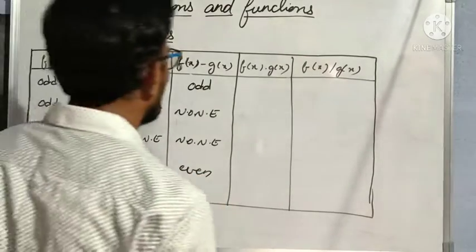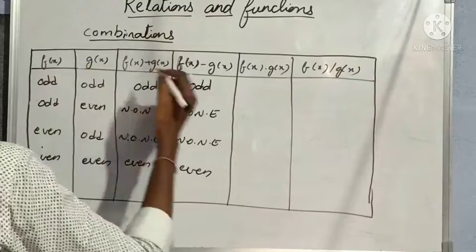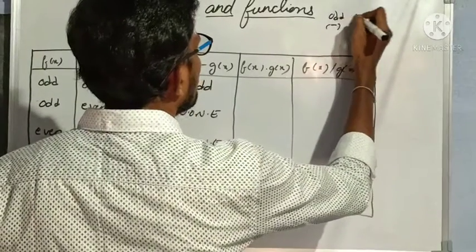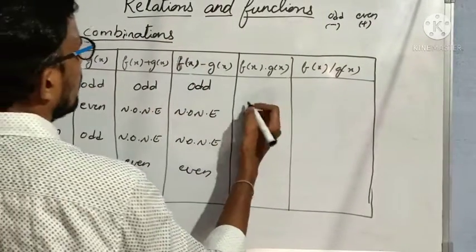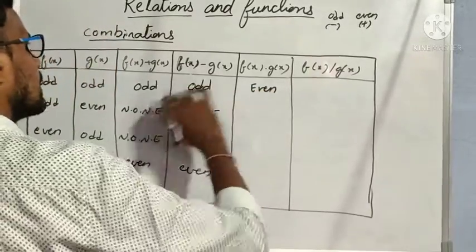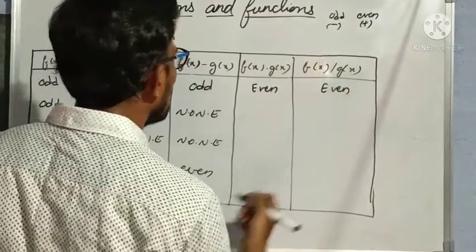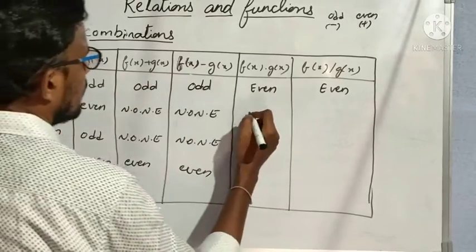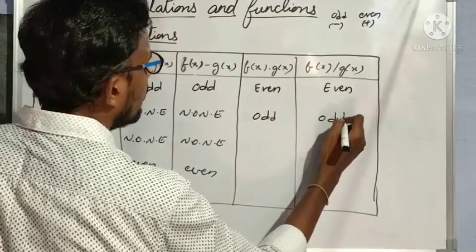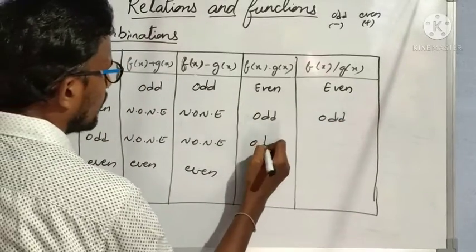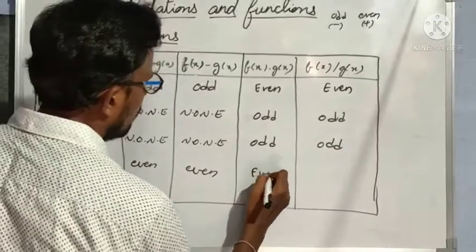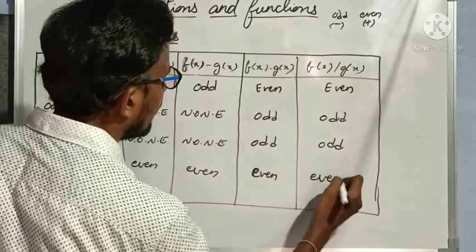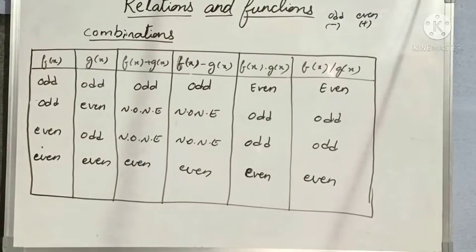Next, multiplication. So multiplication is the same: if odd is there, we have to take minus. Odd means minus and even means plus. So whatever the result we are getting, that only we have to write. Minus into minus is plus, so here we have to write even. In the same way, minus divided by minus is also plus, so here also even. Minus into plus is minus, so here you get odd. So here also we will get odd. Even into odd is odd, so here also odd. Even into even is nothing but plus into plus, so here we will get even and here also even. Understood? So this is about combinations of functions f of x and g of x.